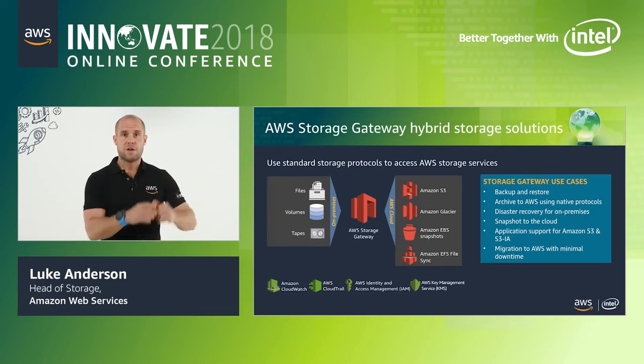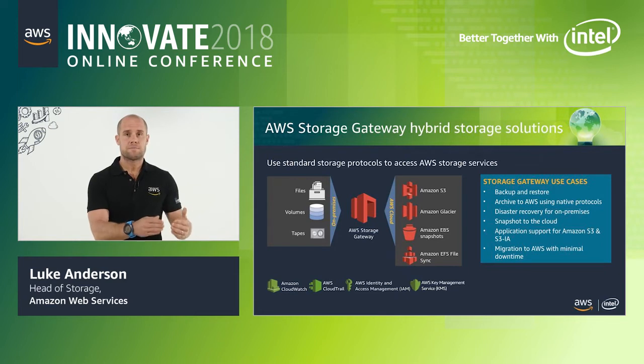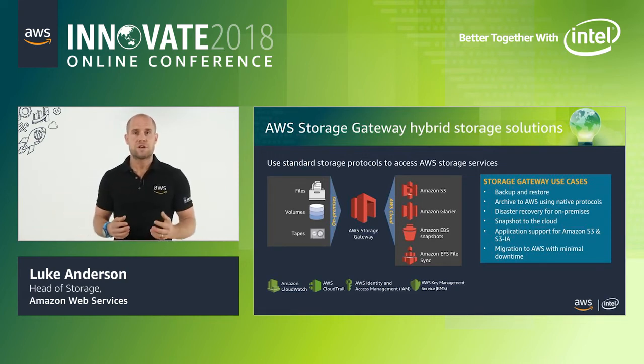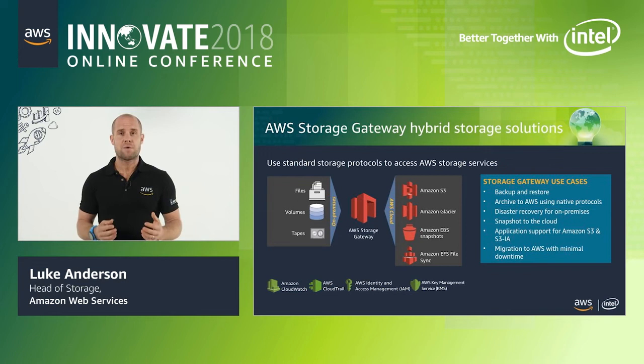So on the left-hand side, you can see that we have ways to support files, volumes, and tapes. And on the right-hand side, you can see that we have targets such as S3, Glacier, and EBS snapshots. An important thing to note about the AWS Storage Gateway family is that all modes support AWS CloudWatch, AWS CloudTrail, AWS IAM for security management, and AWS KMS for encryption.